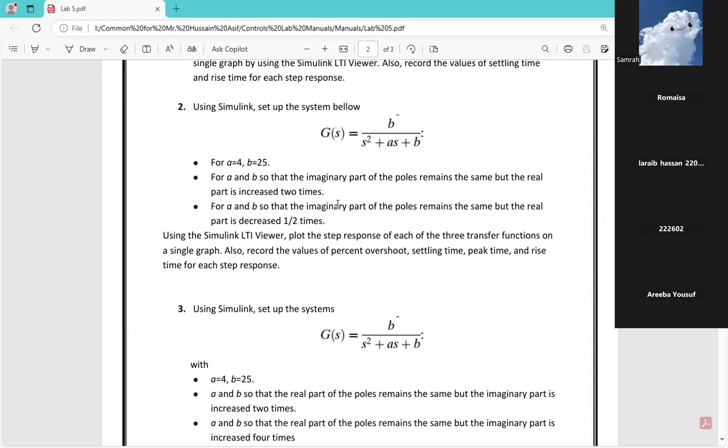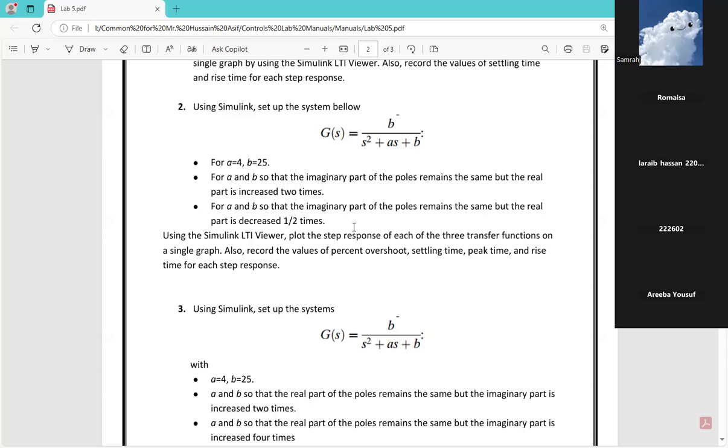And I'm going to construct these systems on Simulink, and I'm going to put the step as an input, and the output would be scope. So I would be observing the output on scope and making comparisons over there by making a table in the lab report.